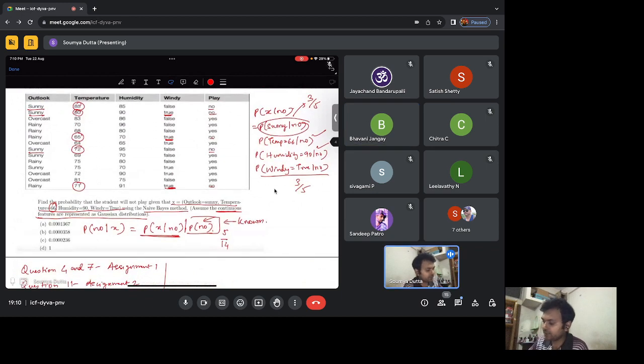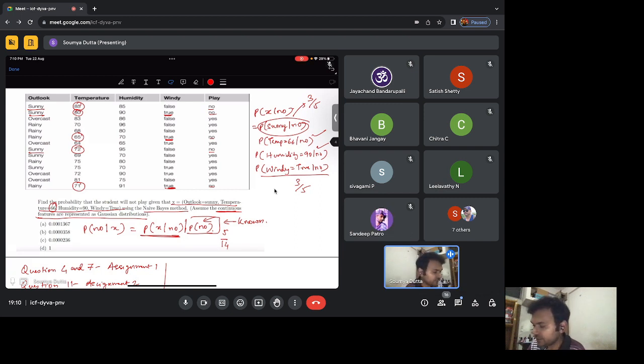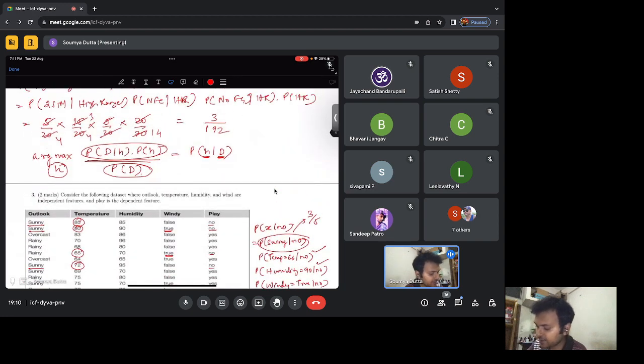See, naive Bayes is a classifier. The assumption behind that classifier is that sunny, temperature, humidity, and windy are all independent of each other. That is why it is called naive Bayes, because it's a very simple assumption, but sometimes it works quite well. Whenever you are talking about naive Bayes classification or the naive Bayes method, in most cases you will just have to take the argmax of this, because your final thing is whether the person will play or not play.